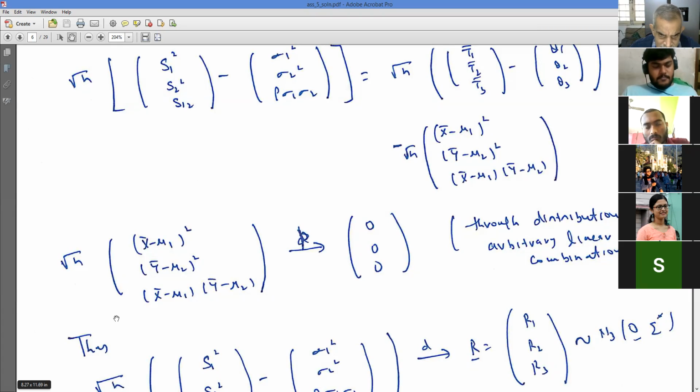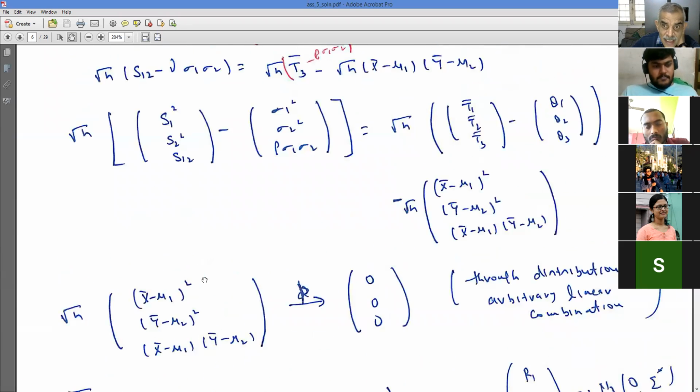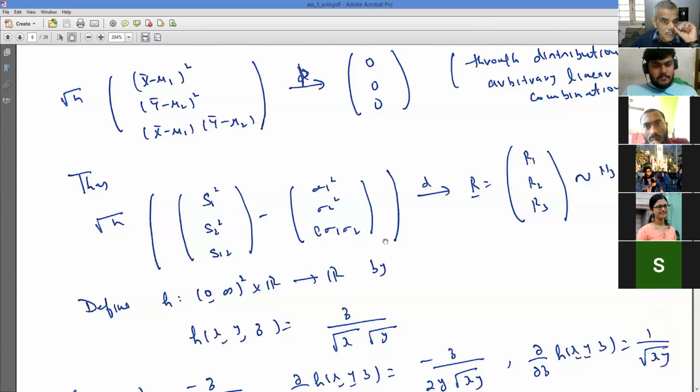Because that is what we did in the lecture. If you have to show a vector goes in probability to 0, show that each component goes in probability to 0. So this goes in probability to 0. If this goes in probability to 0 and this goes in distribution to multivariate normal, this whole thing will go in distribution to multivariate normal by Slutsky's lemma. So root 10 (s1 square, s2 square, s12 minus sigma 1 square, sigma 2 square, rho sigma 1 sigma 2) goes in distribution to R1, R2, R3, which is normal 0, sigma star. Is that okay? Any issues so far?